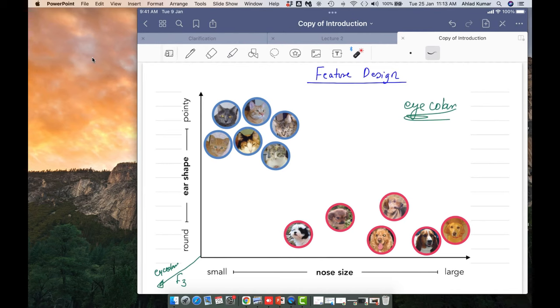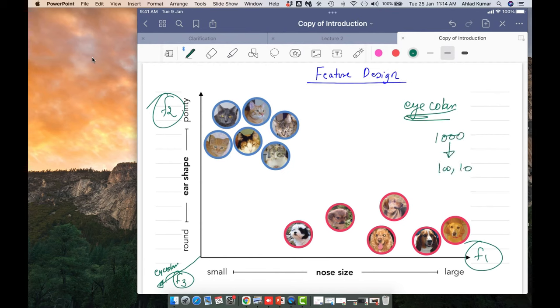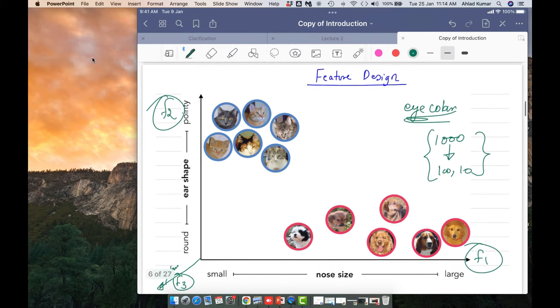But we will see later on that sometimes we have too many features and we want to reduce the features. That is also a problem, which we will deal with in a later part of the course. Those are called dimensionality reduction algorithms, where we reduce the dimensions. Here the dimensions are right now 3: F1, F2, and F3. But there are some situations where features number 1000, and we want to reduce them to 100 or 10. We will see that in the coming courses. In these types of applications, we go for dimensionality reduction algorithms.